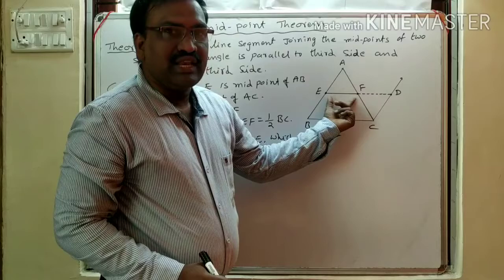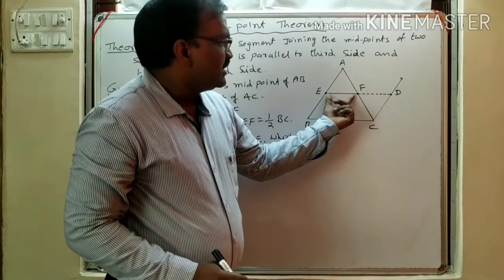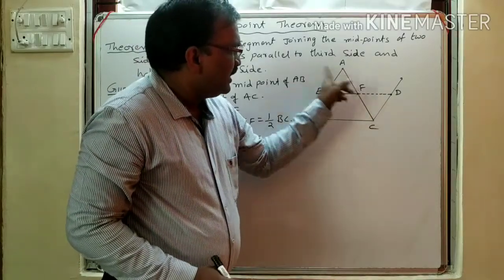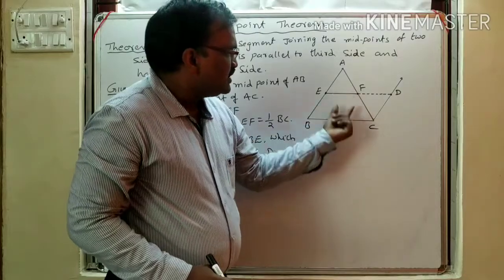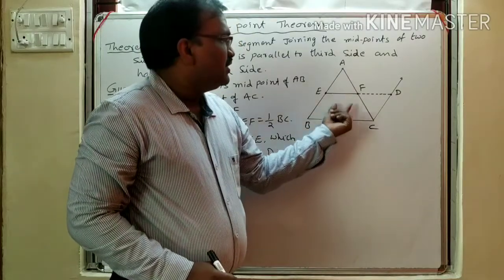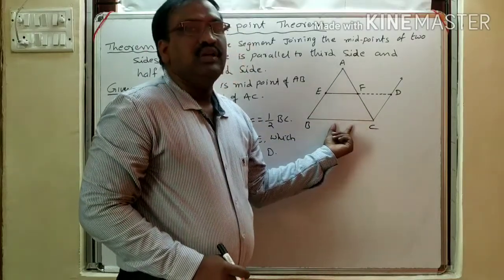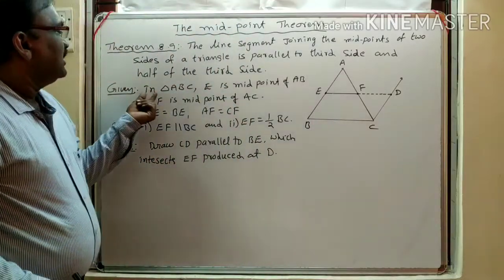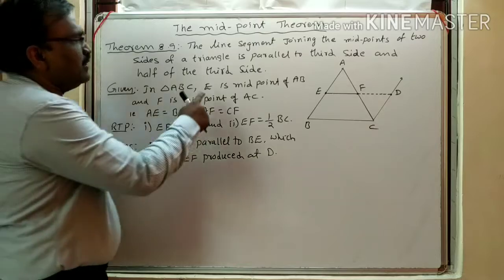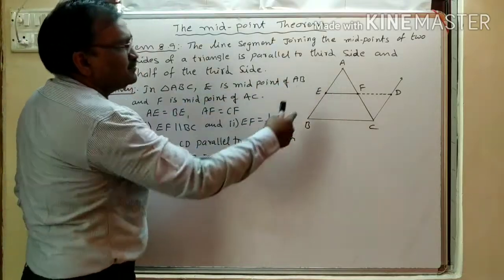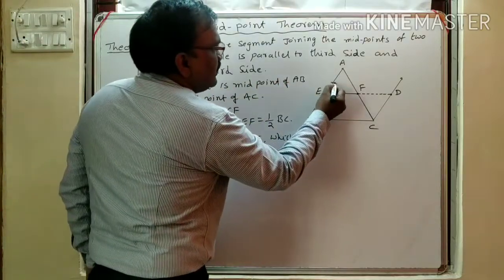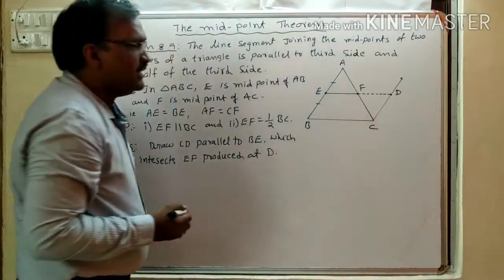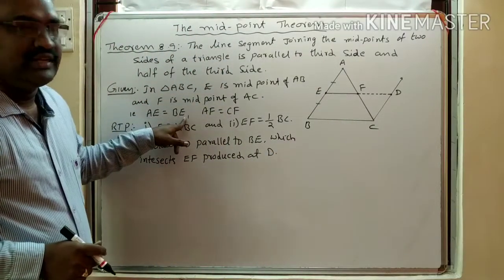So EF is a line segment, the line segment joining the midpoints of AB and AC. So this is parallel to the third side BC and this is half of BC. See what is given? Given in triangle ABC, E is midpoint of AB. Midpoint of AB means AE is equal to BE. AE is equal to BE, that is given.